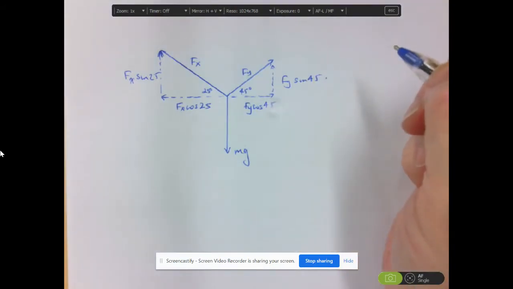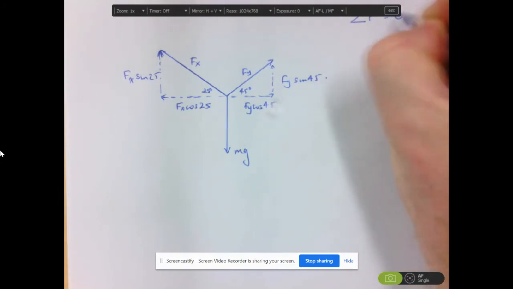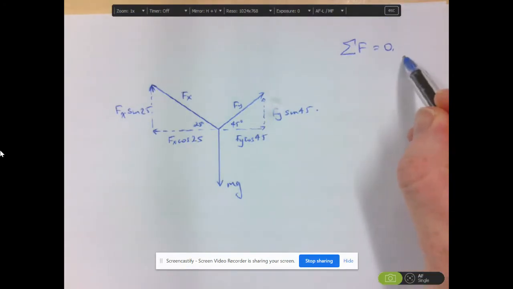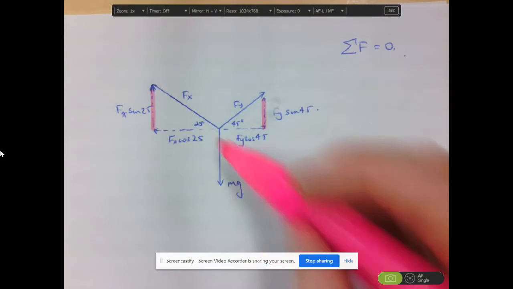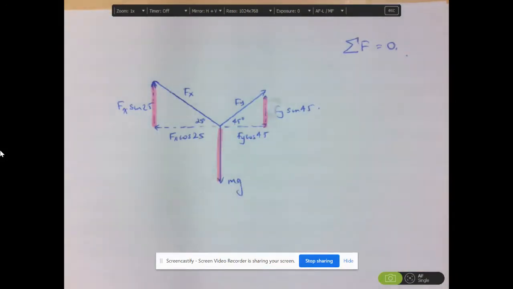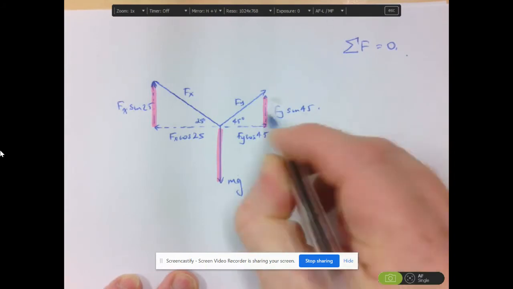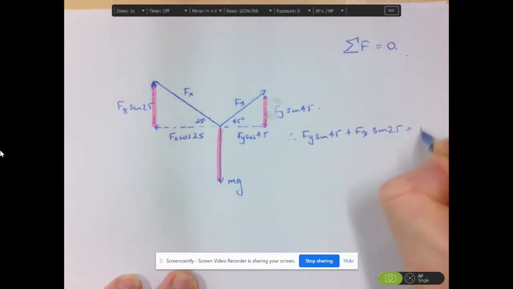Right, we know this is in static equilibrium, so the sum of all the forces equals 0. So this means that the vertical forces must sum to 0 and the horizontal forces sum to 0. So the 2 vertical forces, which is those 2 there, must equal that one going down there. So writing a mathematical expression for that one, we have therefore Fy sine 45, that's this one, plus Fx sine 25 must equal mg.